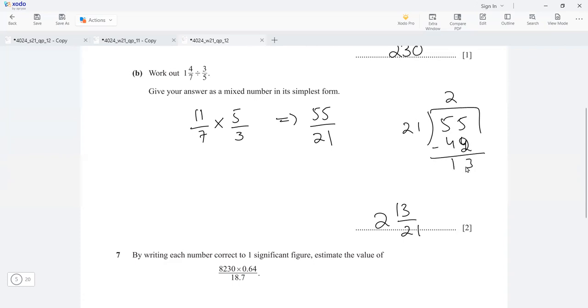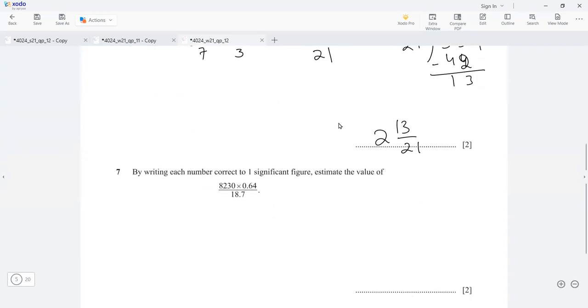So it will be 3 and 1. So 13 is left. The remainder will be written here. And the term which is going to multiply will be written on the left hand side. And 21 will be divided.